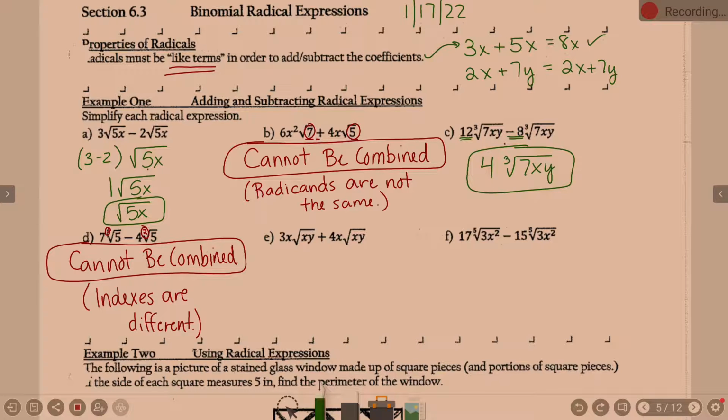Okay, E. 3x square root of xy plus 4x square root of xy. What do you think, Emma? 7x times the square root of xy. Easy enough? Is it getting easier as long as we don't overthink it? Okay, here's the deal. Square root of xy, square root of xy. Are they alike? Yeah, those are identical radicals. So then you're just adding the outside pieces. 3x plus 4x is 7x. So 7x times the square root of xy.